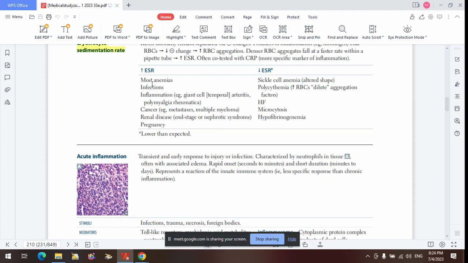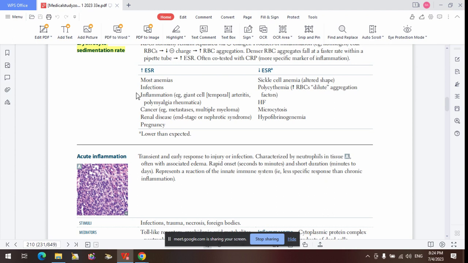We said pregnancy is a condition in which there is increased plasma volume. So people that are pregnant have increased plasma volume. That's why you see edema everywhere when somebody is pregnant. So that can even cause dilutional anemia that can explain the increased ESR.